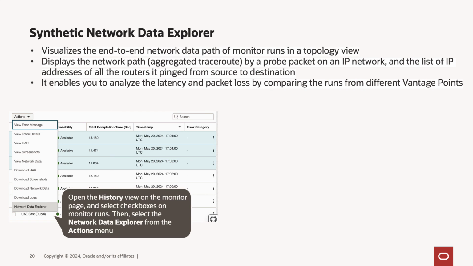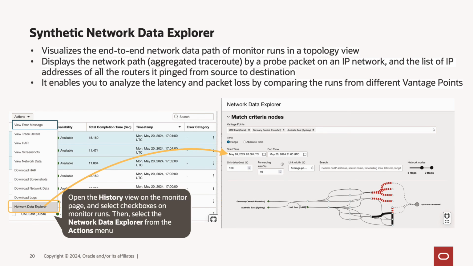With Synthetic Network Data Explorer, you can visualize the end-to-end network data path of your synthetic monitor runs in a topology diagram and analyze the latency and the packet loss by comparing the data path of the monitor runs from different vantage points. To access the Synthetic Network Data Explorer, go to the History view in the Synthetic Monitor page, open the menu and select Network Data Explorer.